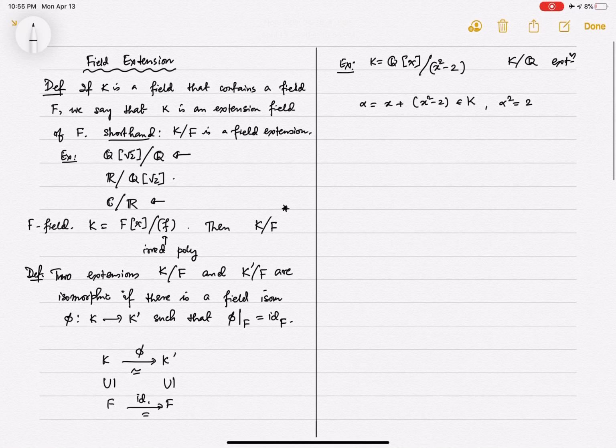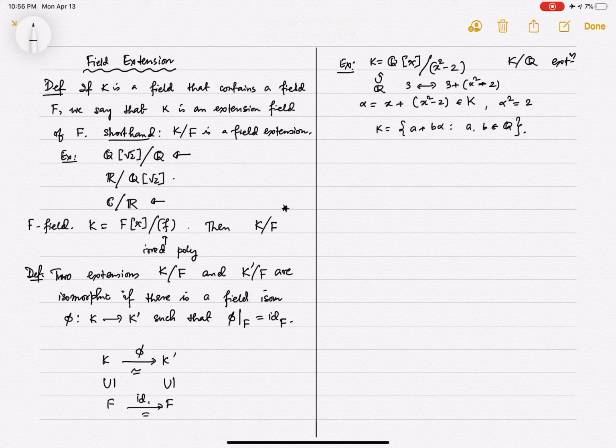So Q sits inside K via identifying a number like 3 with the coset of 3. And if you take alpha to be the image of x, then alpha squared is 2, and indeed K is really all expressions of the form: elements of K can be uniquely expressed as a plus b alpha, where a and b are rational numbers. This is just obtained by adding the square root of 2, called alpha, to rational numbers.